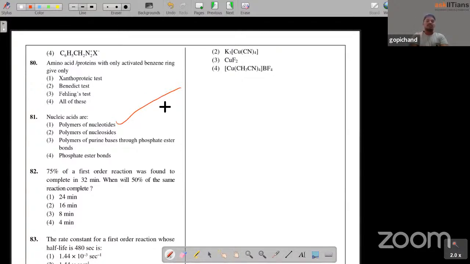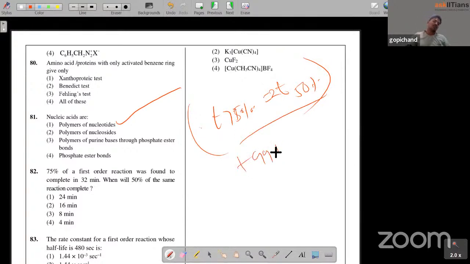75% of a first order reaction was found to be completed in 32 minutes. What will be the time for 50% of the reaction? You can calculate that using the formula, or else from the half-life period also. You know that T75% is equal to 2 times T50%. This you already know in the NCERT. There is another one, T99%. So these kinds of questions, which are directly asked in the statement, they may also ask in the exam.